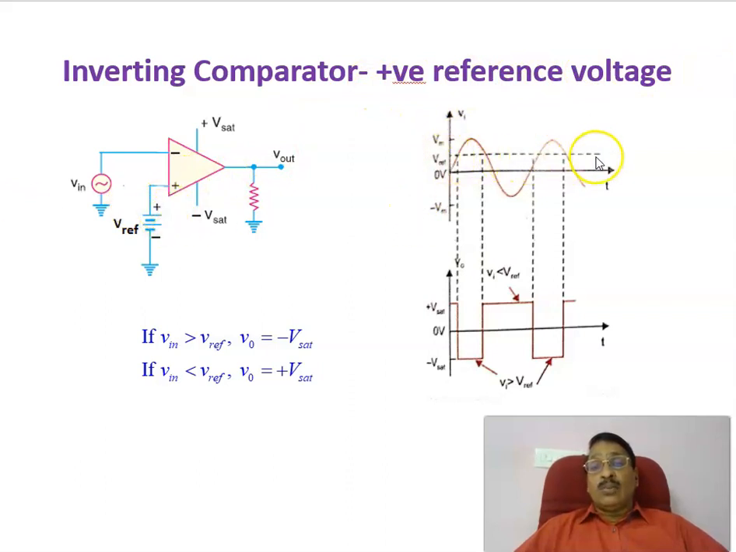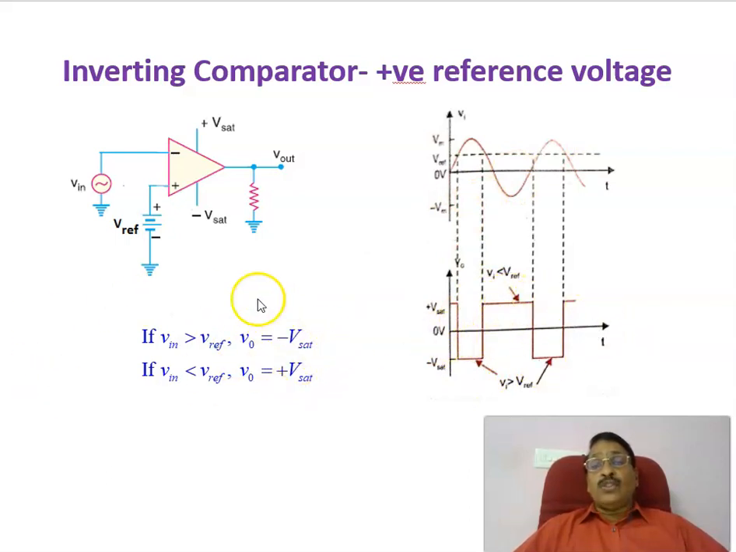For the positive reference voltage, it is applied, and you just apply this theorem. That is, if input voltage is more than the reference voltage, during this period, output voltage equals minus V sat. This minus V sat will be available here. That is why during this period you will be getting minus V sat. And if input voltage is less than the reference voltage, during this period, you can see that output voltage equals plus V sat. That is why you are getting plus V sat.